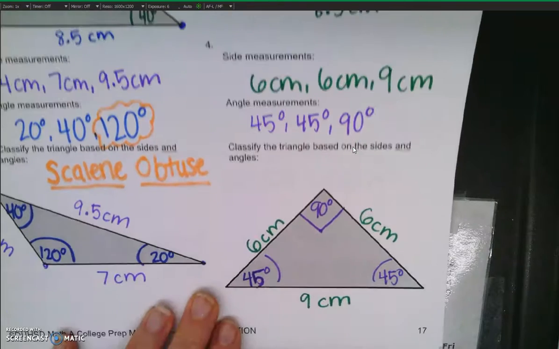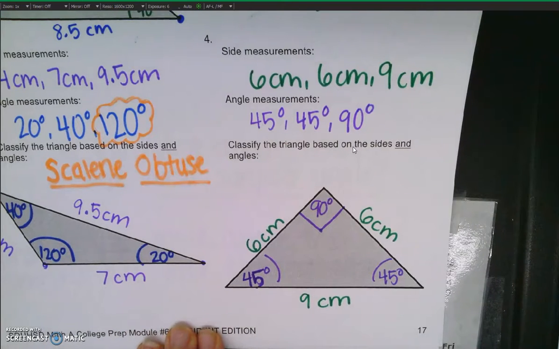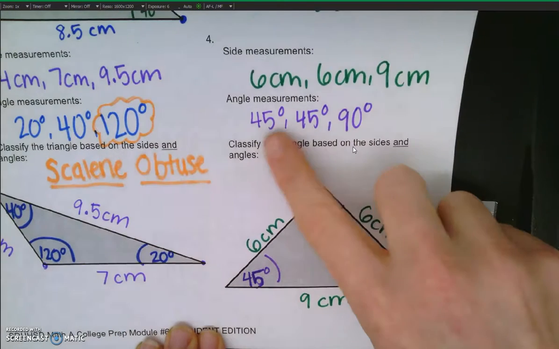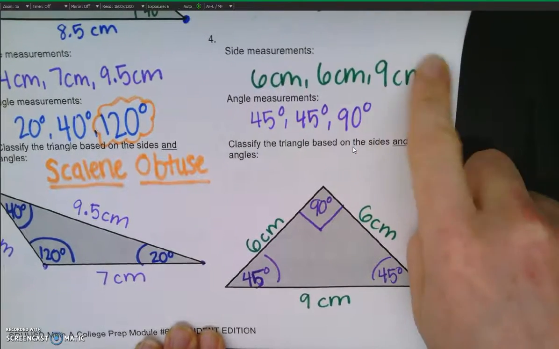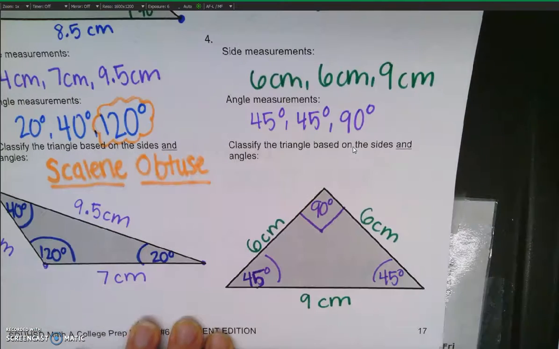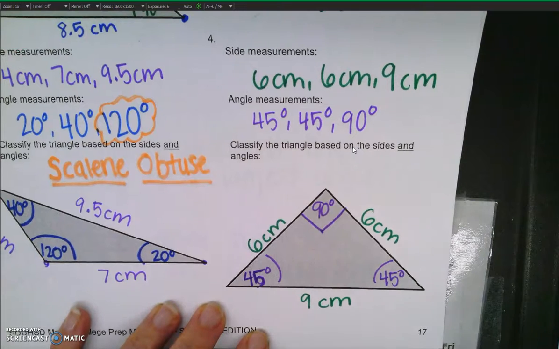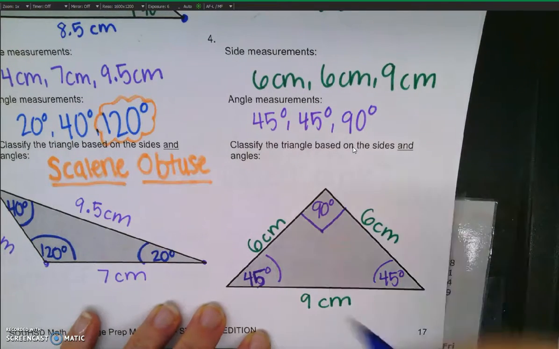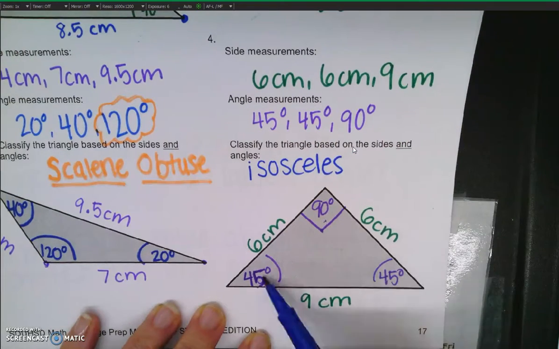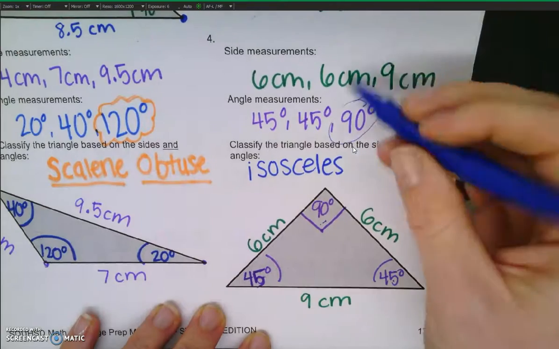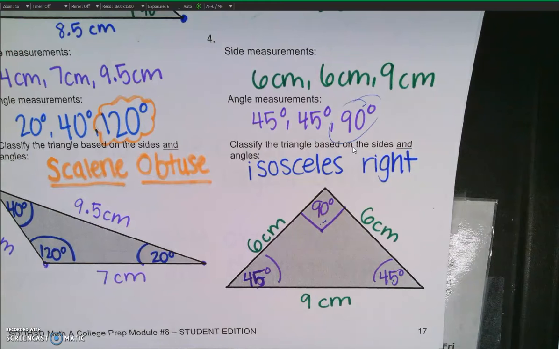Perfect. Last triangle you had to work with, triangle 4. Notice my triangle's measurement side lengths are 6 centimeters, 6 centimeters, and 9 centimeters. My angles are 45 degrees and 90 degrees. So taking a look, one of my side lengths is isolated. Since one of my side lengths is isolated, 1 is different and 2 are the same. That's what makes this an isosceles. And then because we have one angle that's 90 degrees, it's an isosceles right triangle. This is an isosceles right triangle.